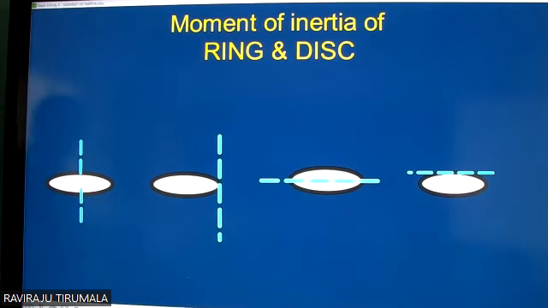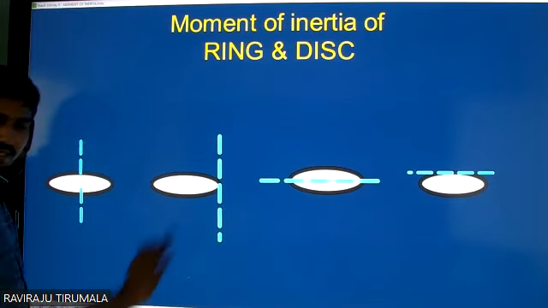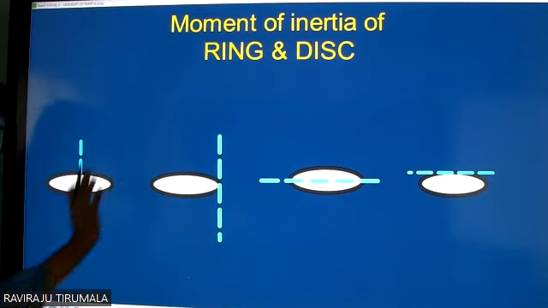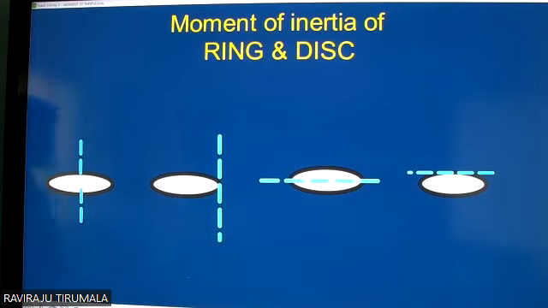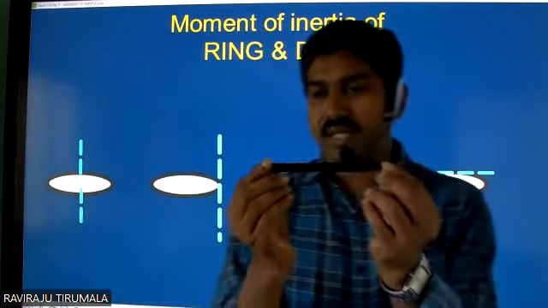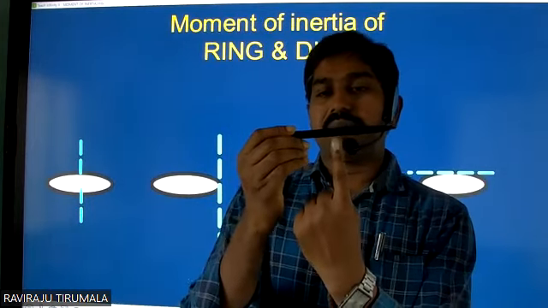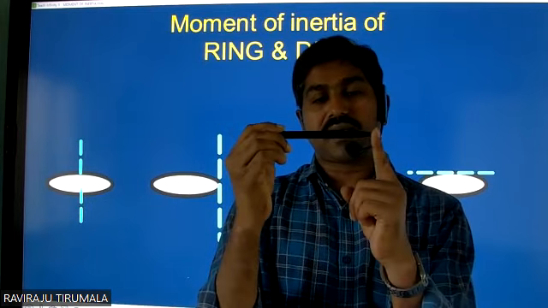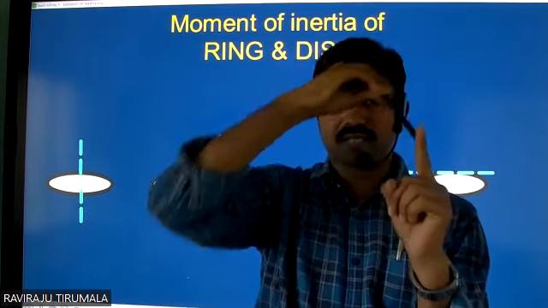When it comes to ring, for every diagram, all are rings only. All these four diagrams indicate only the ring, but a different axis of rotation was given. For example, if this can be taken as a rod, if I fix it in the middle, I can rotate it like this. If I fix it at the end, it will be rotated like this.